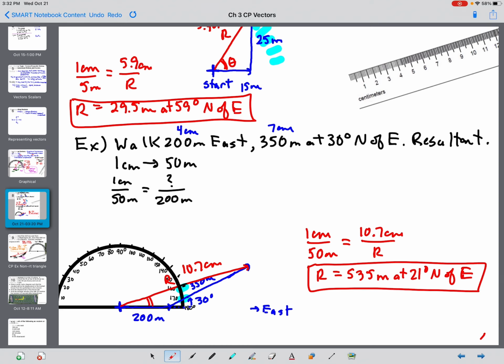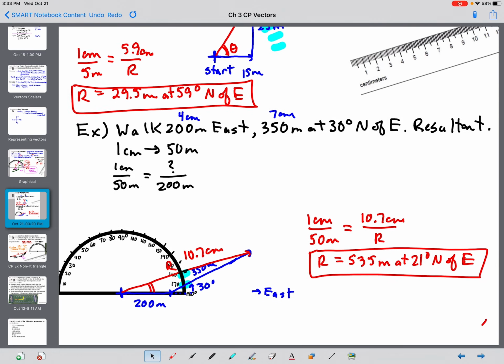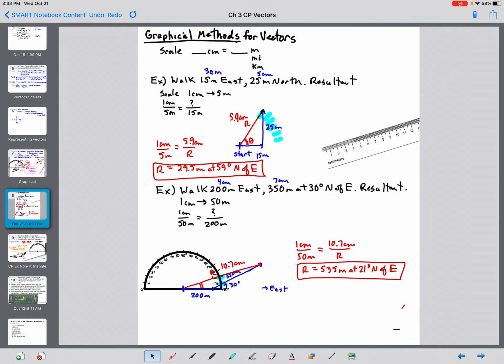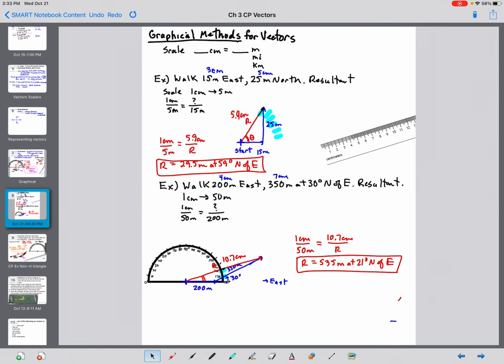So notice there's no trig that I did in any part of this. It's just choosing a scale, using proportions, using a protractor and ruler to be able to draw these to scale, and then measuring the resultant. The one other vector operation is resolving a vector into components. Let me give us a little more space here.